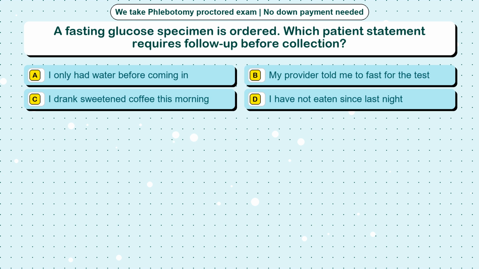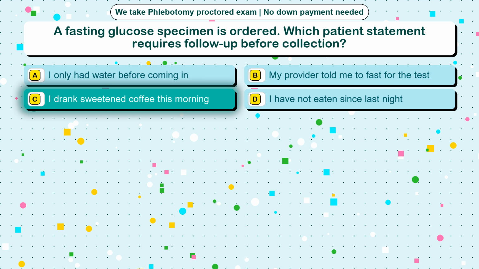Question 4. A fasting glucose specimen is ordered. Which patient statement requires follow-up before collection? Option A. I only had water before coming in. Option B. My provider told me to fast for the test. Option C. I drank sweetened coffee this morning. Option D. I have not eaten since last night. The correct answer is option C.